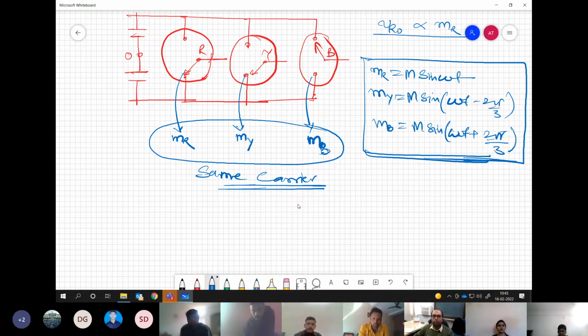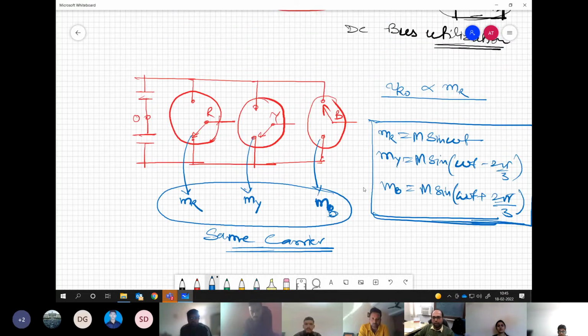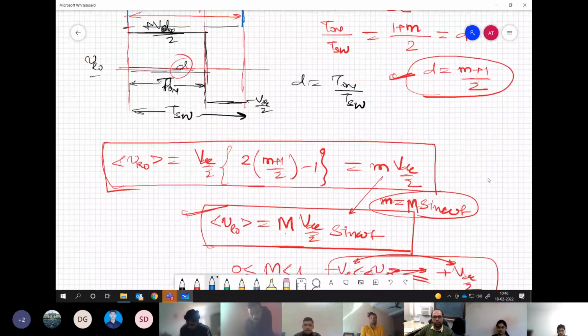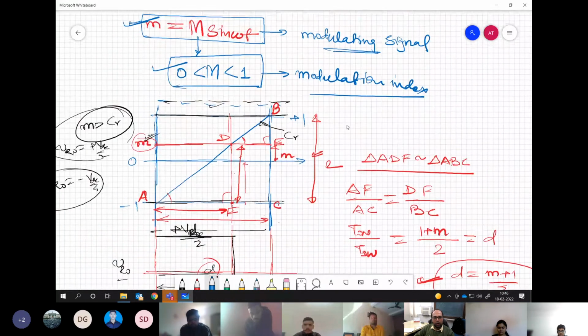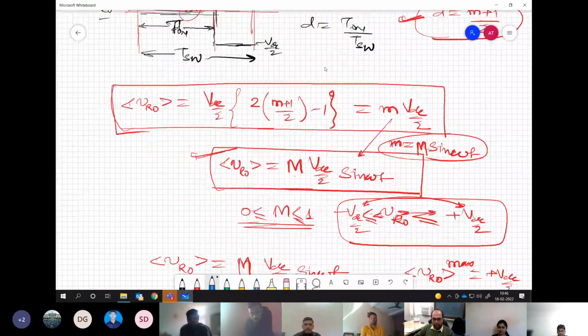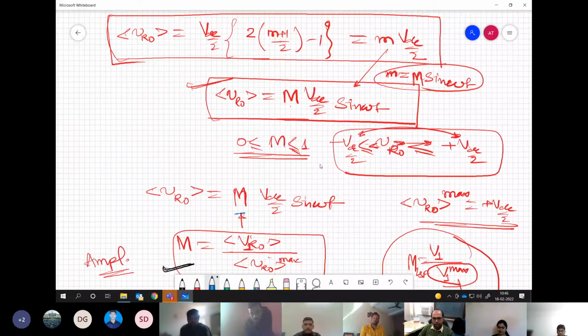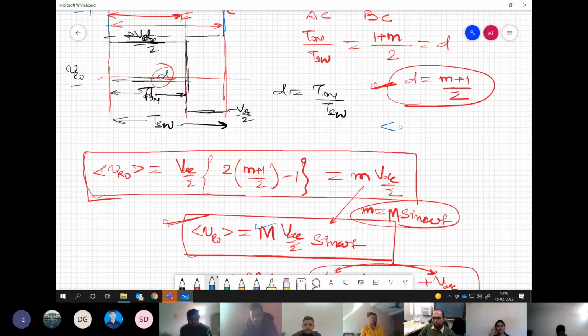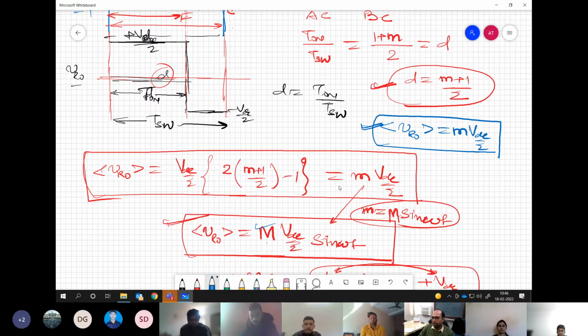So what we have done is start from the duty ratio expression, and realize the output voltage in terms of the modulating signal. I have not stated any phase for this. Let me write that expression once: VRO = M VDC by 2. This is in general true for every phase, whether we talk about R, Y or B phase.